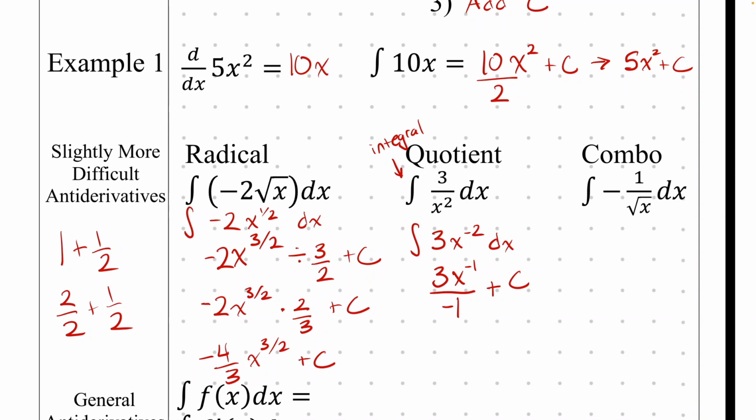And then I don't like divide by -1. I want to put it out front. This is -3x to the -1 plus c. Okay, that looks better.